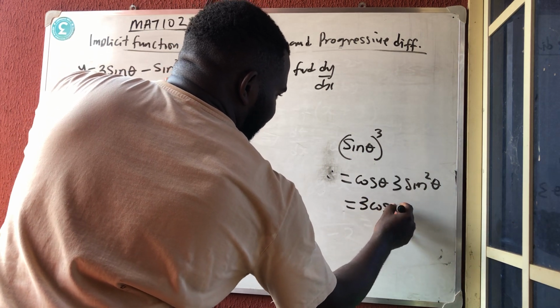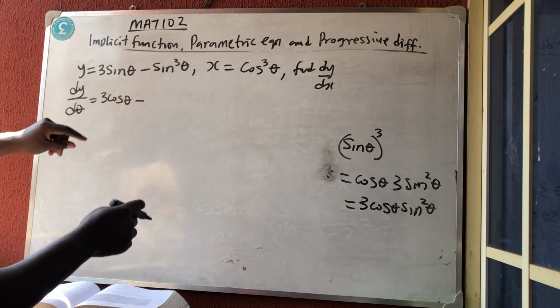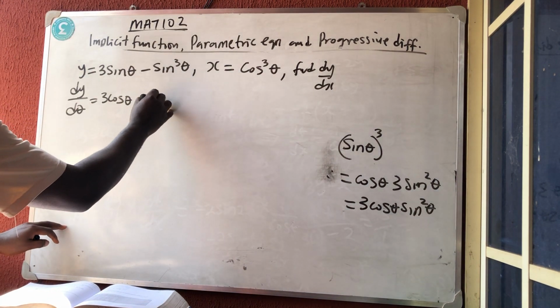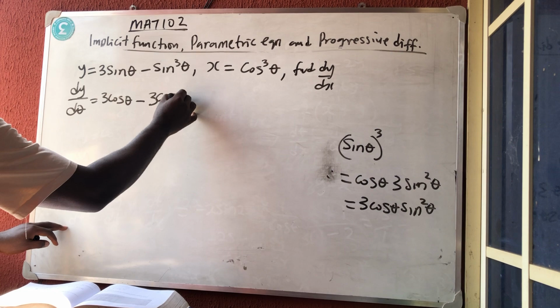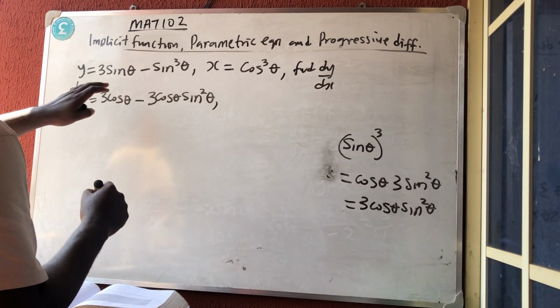3 cos theta sine square theta. So please, anyone you don't know, bring it out and do it somewhere. So this is 3 cos theta sine squared theta. Okay, I have gotten the differentiation of this one.